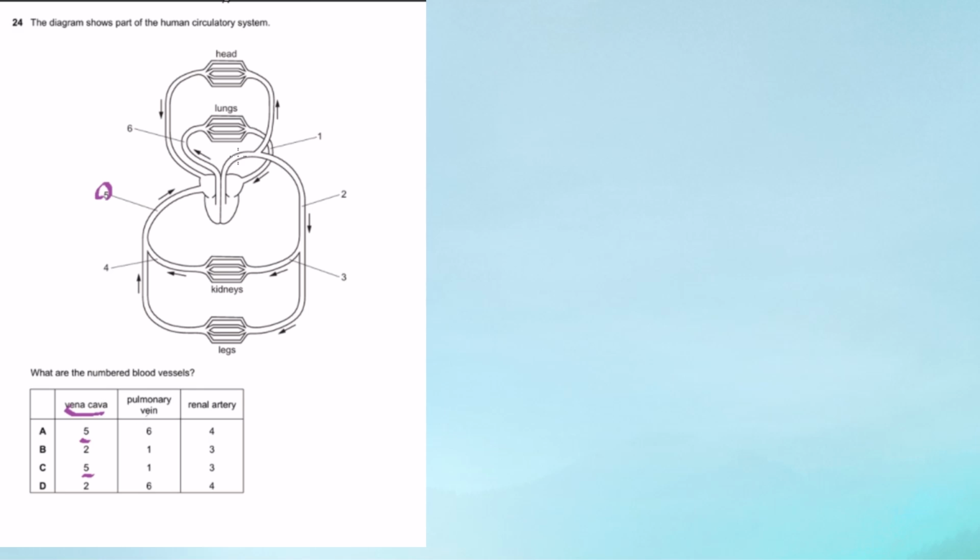Then the pulmonary vein, which is the vein that goes from the lungs down to the heart, is number 1. So is there anyone who has that as number 1? Well, that does C. And they ask, is the renal artery number 3? Yes, it is. So although it looks very complicated, just by being able to name two of them, you can get the correct answer, C.